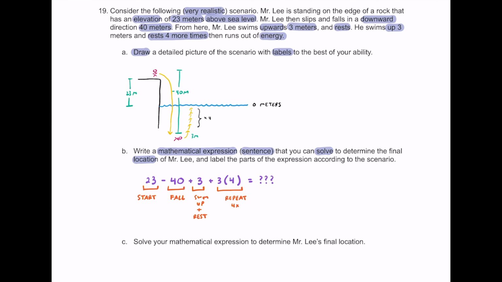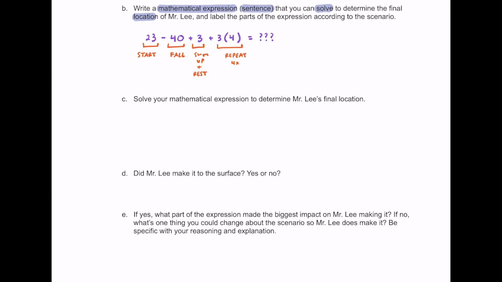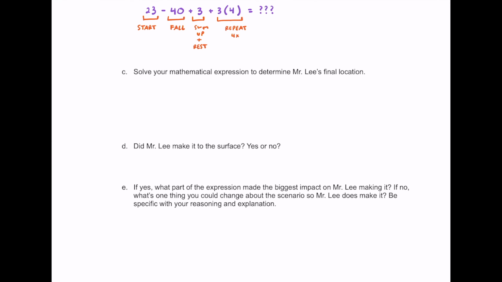Okay, so for part C, let's take a look. It says solve your mathematical expression here. So if we're at 23 and then we drop 40, 23 minus 40, that's the same thing as 23 plus negative 40. They're opposite signs, so it's going to be negative. So this would be negative 17. That's where I was at my deepest point. So this would be the lowest point.